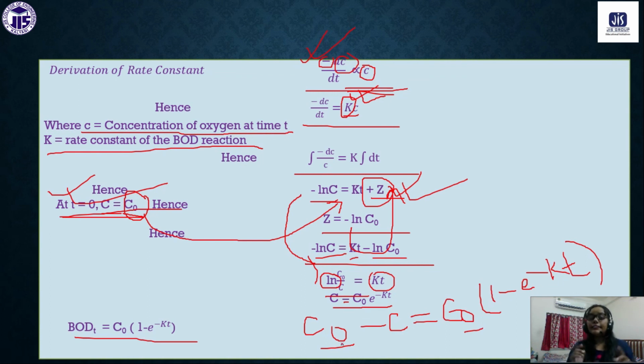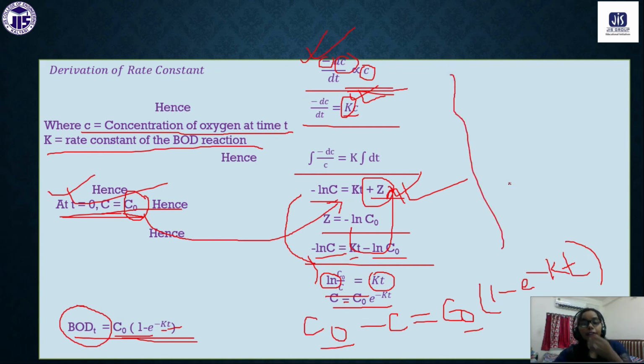Now what is C0? C0 is the initial amount of dissolved oxygen, and C is the final amount, like the amount of oxygen at a time t. So C0 minus C, as such, is the BOD value. That is why BOD at time t equals C0 into 1 minus e to the power minus KT, where C0 is the initial value of dissolved oxygen, K is the rate constant and t is the time factor. So this is all about the derivation of the rate constant of the BOD reaction.